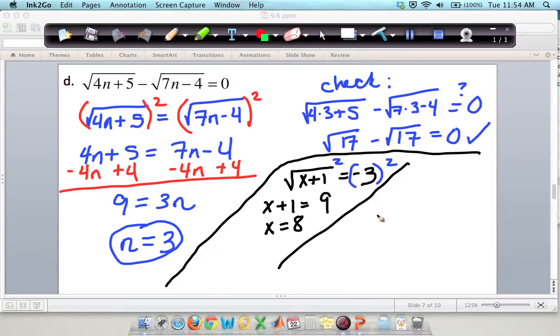Now if you go to check, you get the square root of 8 plus 1, and you're trying to see, does that equal negative 3? And this is the square root of 9, which is 3, and 3 does not equal negative 3. So it doesn't check, and so 8 is not your solution. You actually have no solution for this radical equation. The reason being, when you look at the original radical, it's saying what square root of what number equals negative 3? And that's never possible. A square root cannot equal negative 3 unless you had a negative outside of the radical sign, which we don't have. So this has no solution, and that's why it doesn't check.